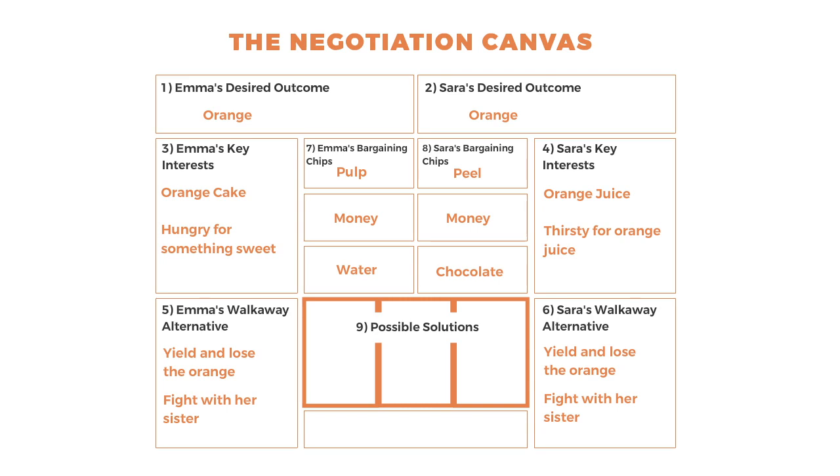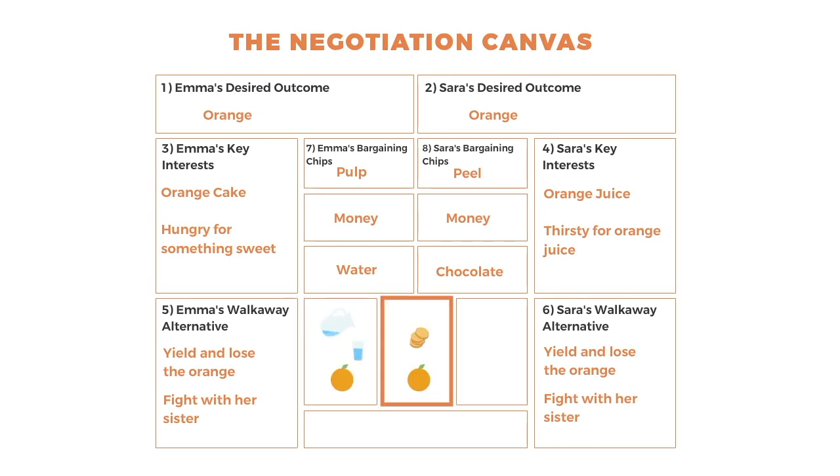So, working from the bargaining chips, what solutions did Emma create to present to her sister? Since Sarah was thirsty, Emma offered to give Sarah a glass of water, which would allow Emma to keep the whole orange. The next solution Emma came up with was to offer her sister a bit of money to buy a drink of her choice. This would also allow Emma to keep the whole orange.